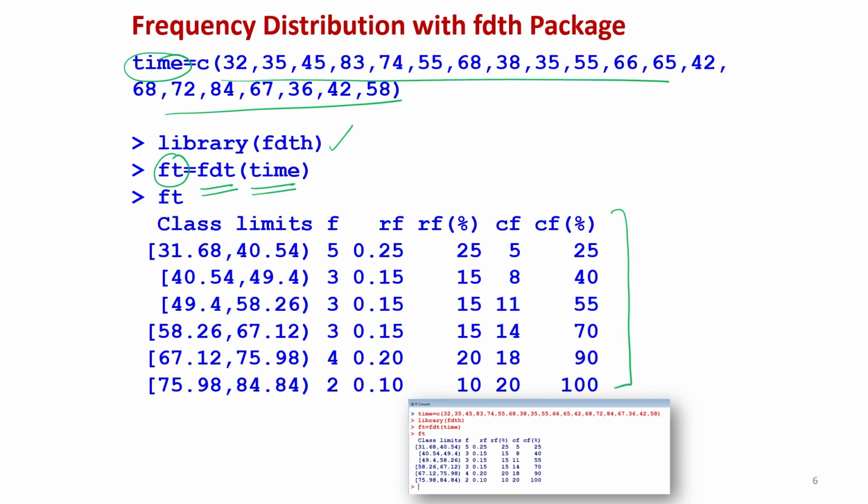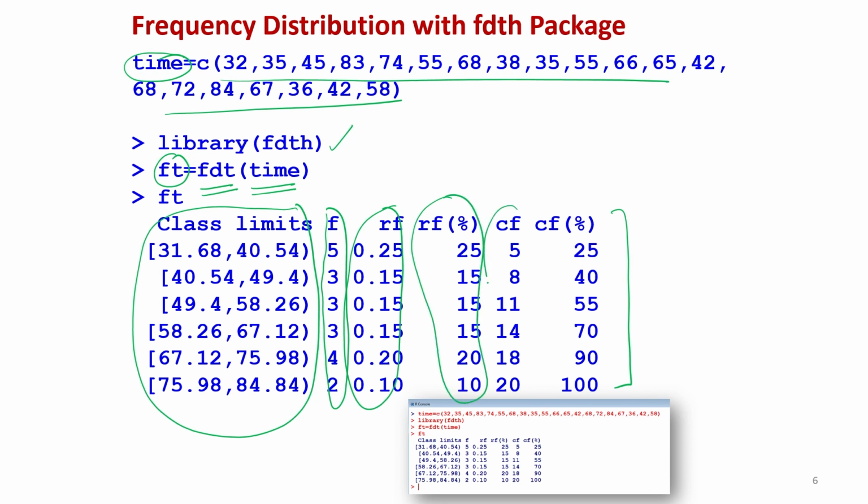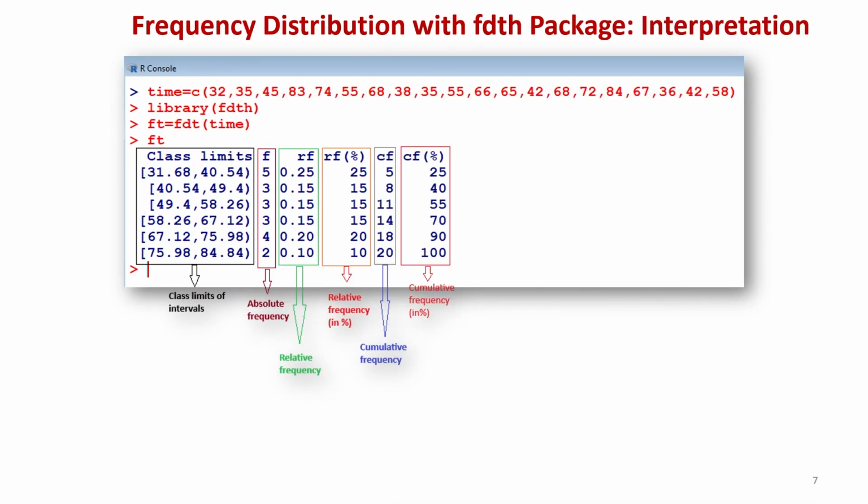So you can see here, these are the class limits, another column of frequency, relative frequency in percentage, cumulative frequency and cumulative frequency in percentage. But let me try to give you this in more detail and a clear format. So this is the screenshot of what we had obtained.